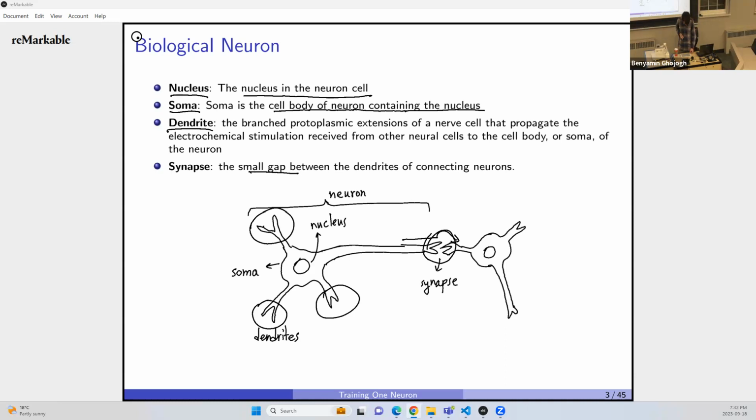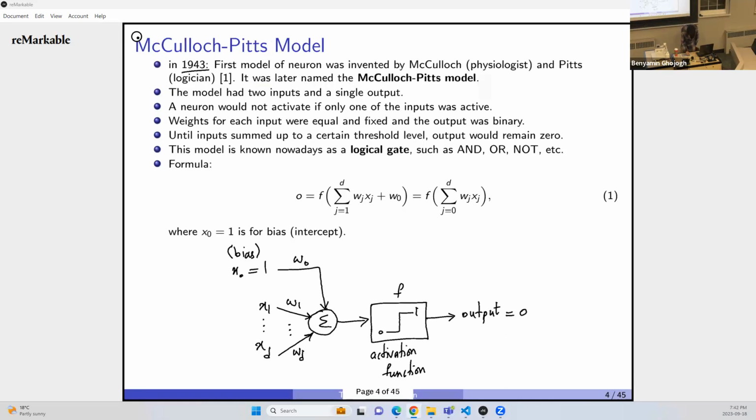Then in 1943, the first model of the neuron was invented by McCulloch, who was a psychologist, and Pitts, who was a logician. So in 1943, one person from physiology and biology came to a logician and said, let's propose artificial intelligence. Therefore it was later named the McCulloch-Pitts model. The model had two inputs and a single output.